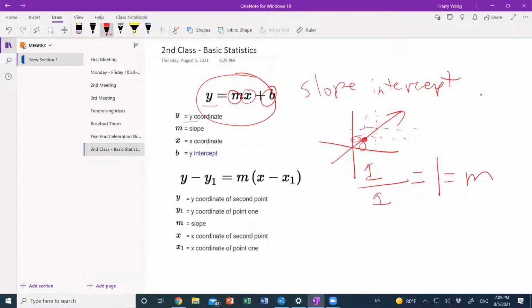And then the b value here is the y-intercept, which is simply the value on the y-axis where this line intersects it. I hope everyone knows that this is the y-axis. And this line, when it crosses the y-axis, which just happens to be at the origin, is 0. So our b value here is 0. Does everyone understand how to find the slope and the y-intercept? Everyone understand that? All right, perfect.